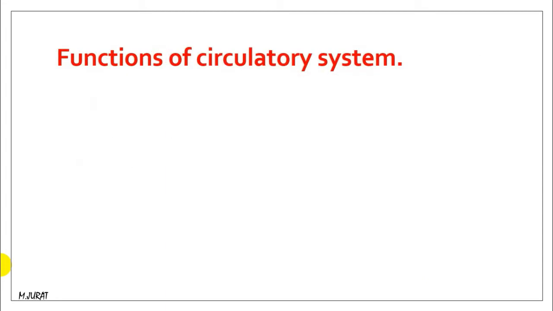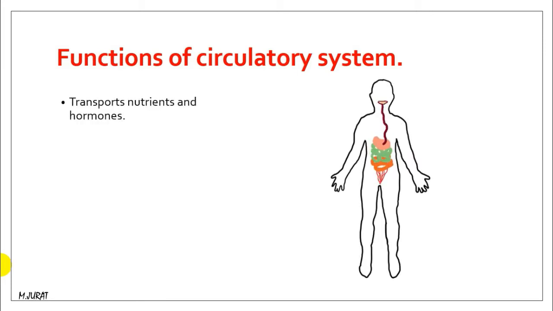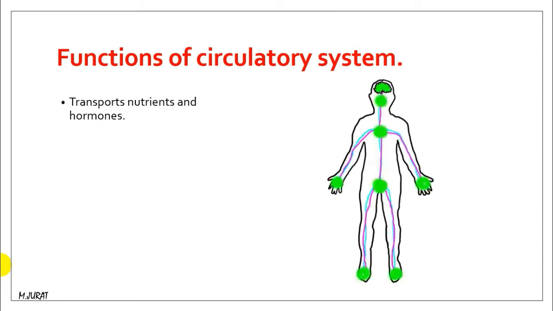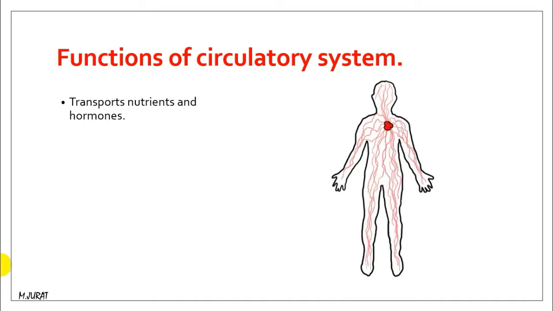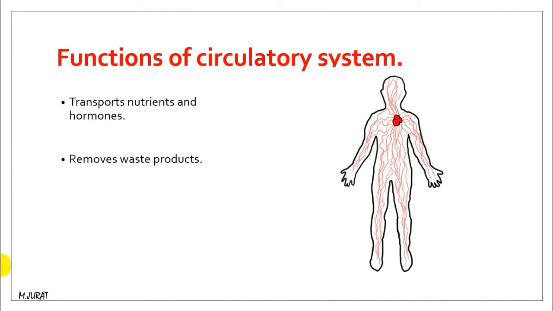Let's discuss the functions of the circulatory system. The first function is to transport nutrients and hormones. As you know, after digestion, the monomers of food particles mix with our bloodstream. The bloodstream carries them to cells in order to obtain energy from them. Hormones, the chemicals which regulate our internal body activities, also get carried with the help of the circulatory system. Nutrients and hormones mix into our bloodstream and the heart pumps them all over the body.